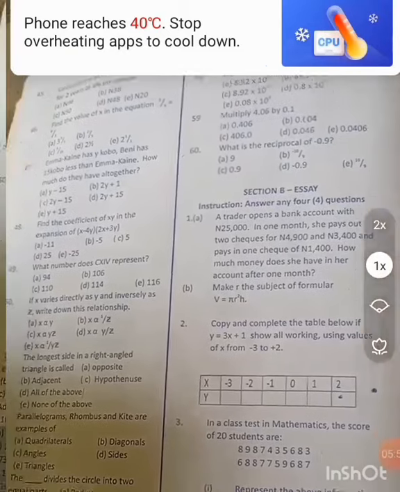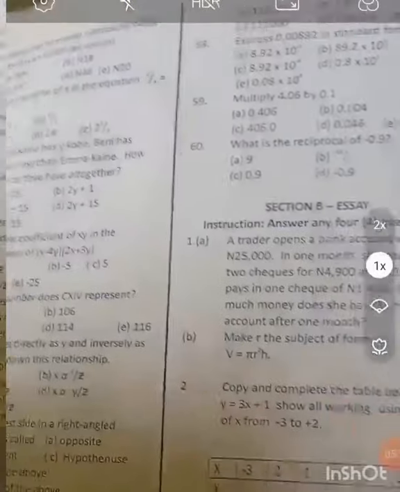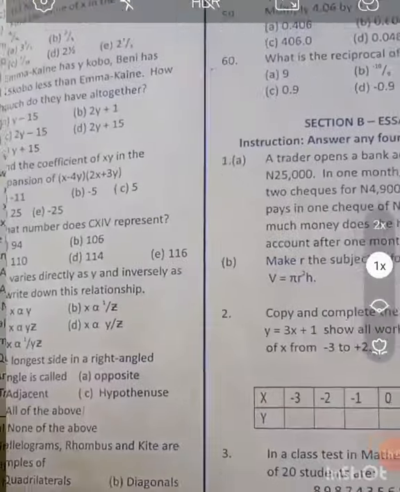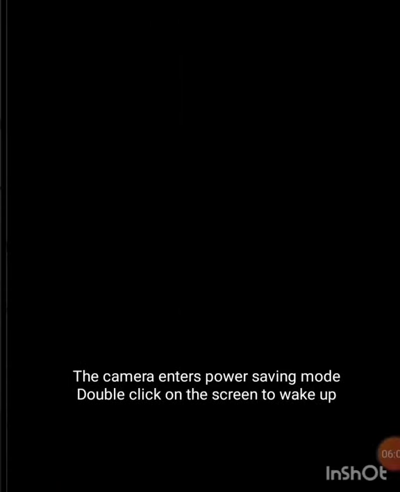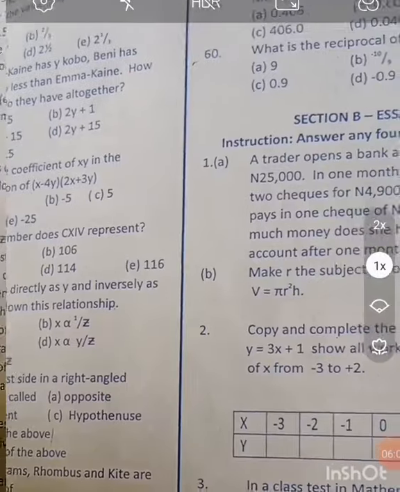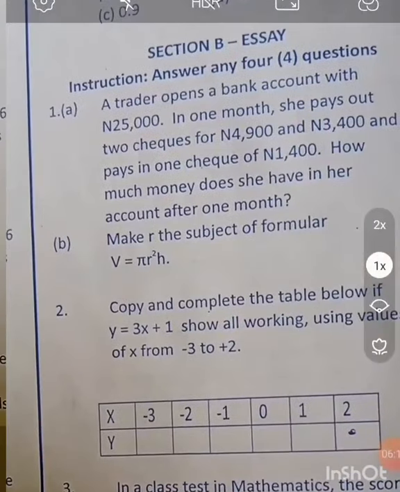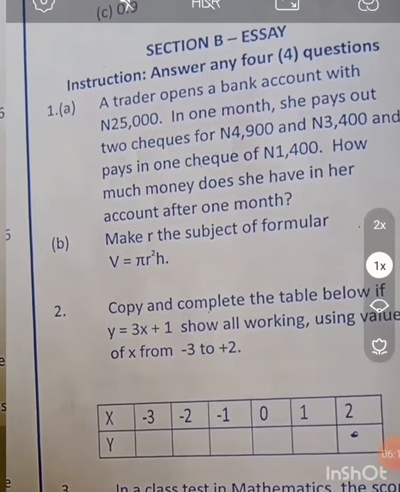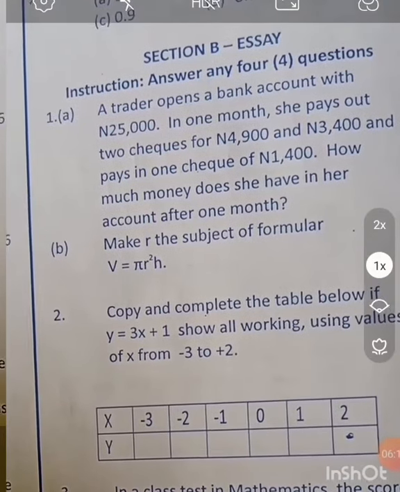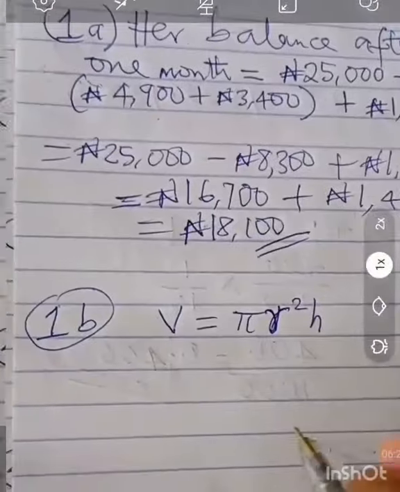Now let's take the next part of the question. Question number 1B says, make r the subject of the formula in this equation. V is equal to pi r squared h. So I've written that down, and I need just r.